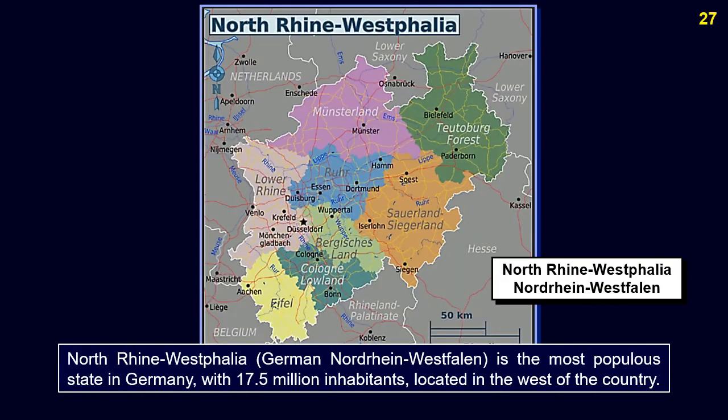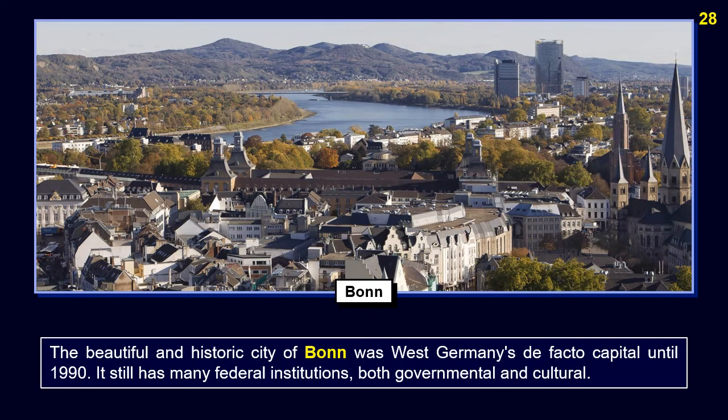North Rhine-Westphalia, German Nordrhein-Westfalen, is the most populous state in Germany, with 17.5 million inhabitants, located in the west of the country. The beautiful and historic city of Bonn was West Germany's de facto capital until 1990. It still has many federal institutions, both governmental and cultural.